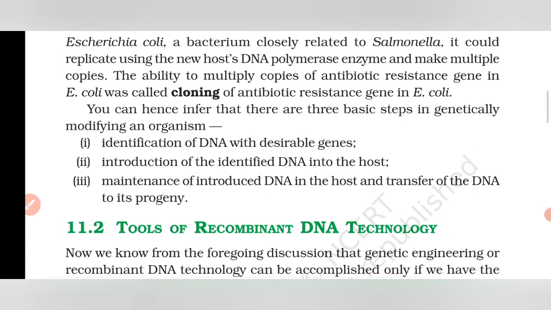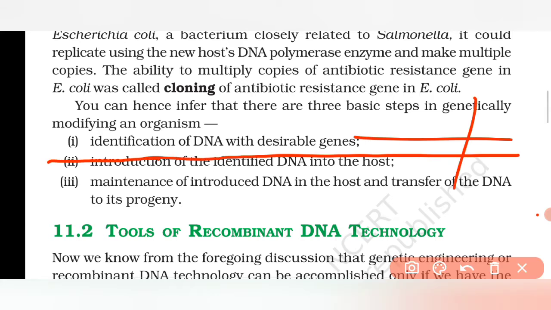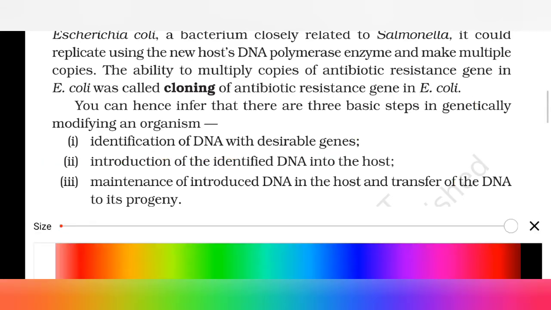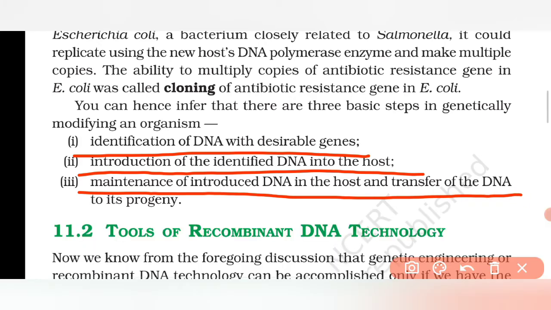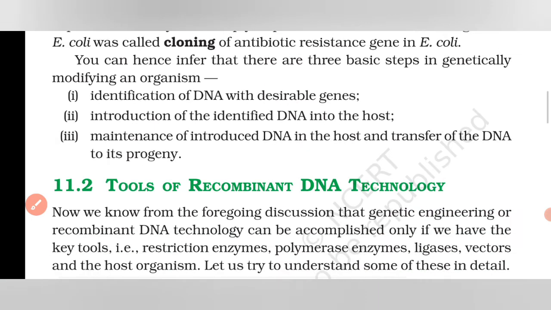You can hence infer that there are three basic steps in genetically modifying an organism. The first step is identification of DNA with desirable genes, then introduction of the identified DNA into the host, and maintenance of the introduced DNA in the host and transfer of the DNA to its progeny. These three steps are very important.